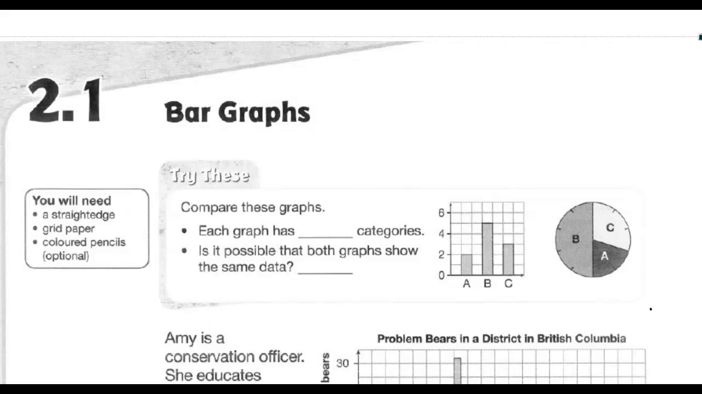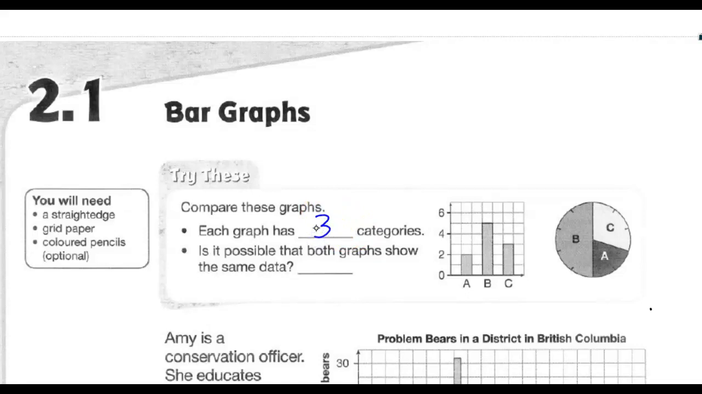Section 2.1, bar graphs. We're going to look at different types of bar graphs. We're going to analyze them and also graph them. So just taking a look at the try these section here, it says compare these graphs. Each graph has how many categories? So ABC, ABC, they both have 3 categories.